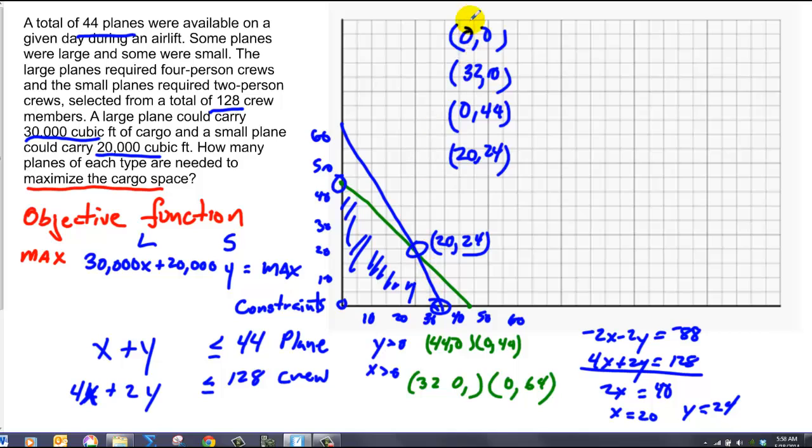And then I'm going to use each of these points and my maximizing equation to figure out which gets me the maximum cargo space needed. So once again, I have 30,000x plus 20,000y. Let's see which gets me the max. This gets me 0. It's not helping much. This gets me 96 and a bunch of zeros.